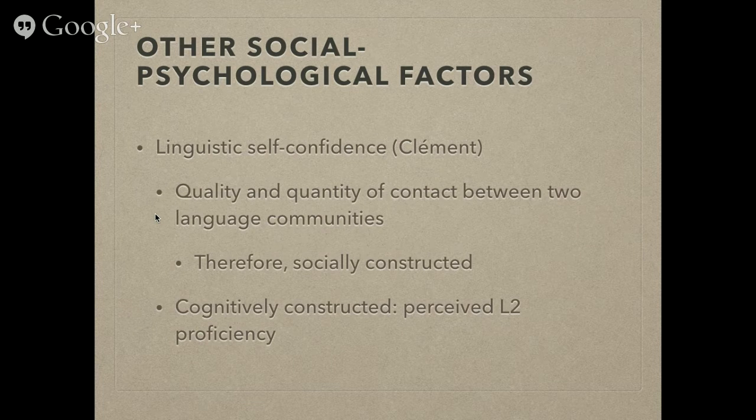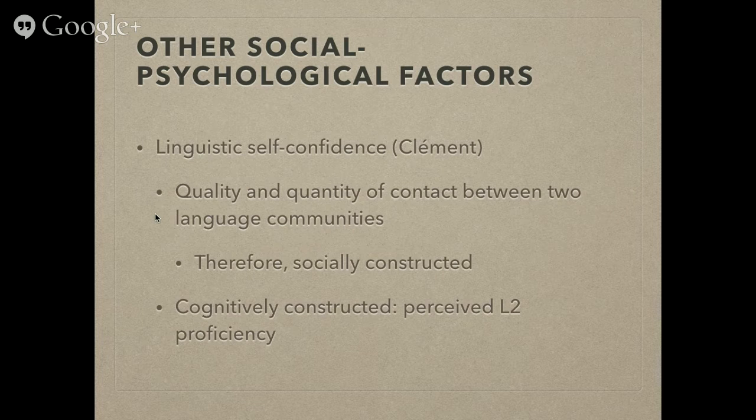Okay, and then moving on. So we have Gardner, and then we have Clement. Here we have something called linguistic self-confidence. With linguistic self-confidence, the focus is on the quality and quantity of contact between two language communities. We want to make sure that whatever contact people are having is good. It's not just a bunch of grunting and saying yes or I'm sorry, but that there's actually meaningful conversation going on. And we want to make sure that the quantity, the amount of contact between two language communities, is sufficient. If you're lacking in either of these, self-confidence wanes a little bit.